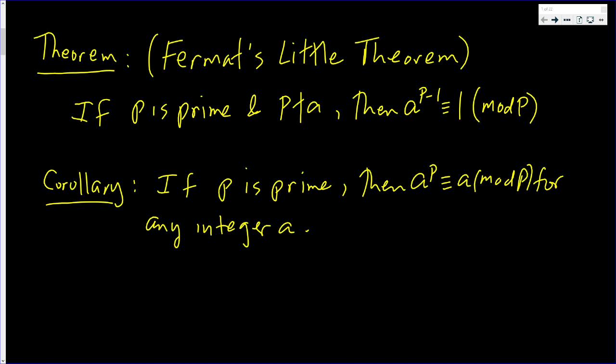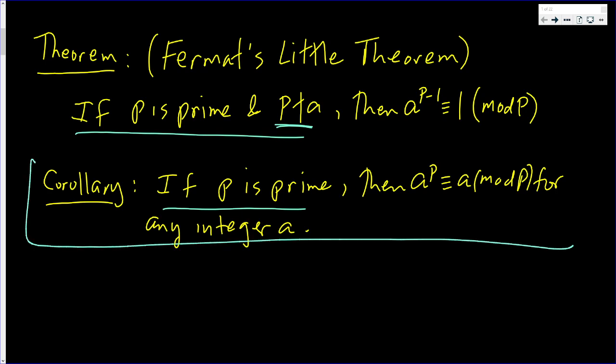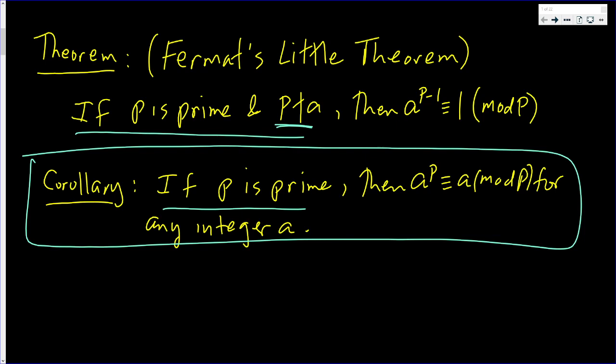If you notice, the one thing that's really missing for the if part is it doesn't say P does not divide A. Okay, so we will prove this after we prove the theorem. Why is that? Because corollary means consequence. This corollary is a consequence of the theorem. It follows from the theorem. So if we don't prove the theorem, then the corollary makes no sense.